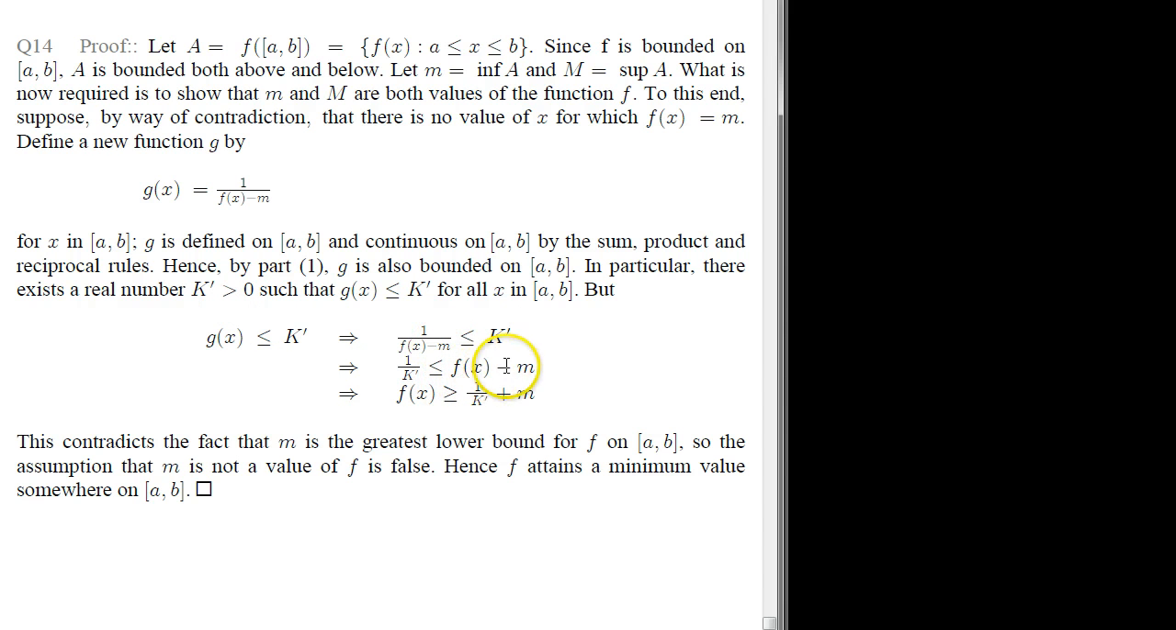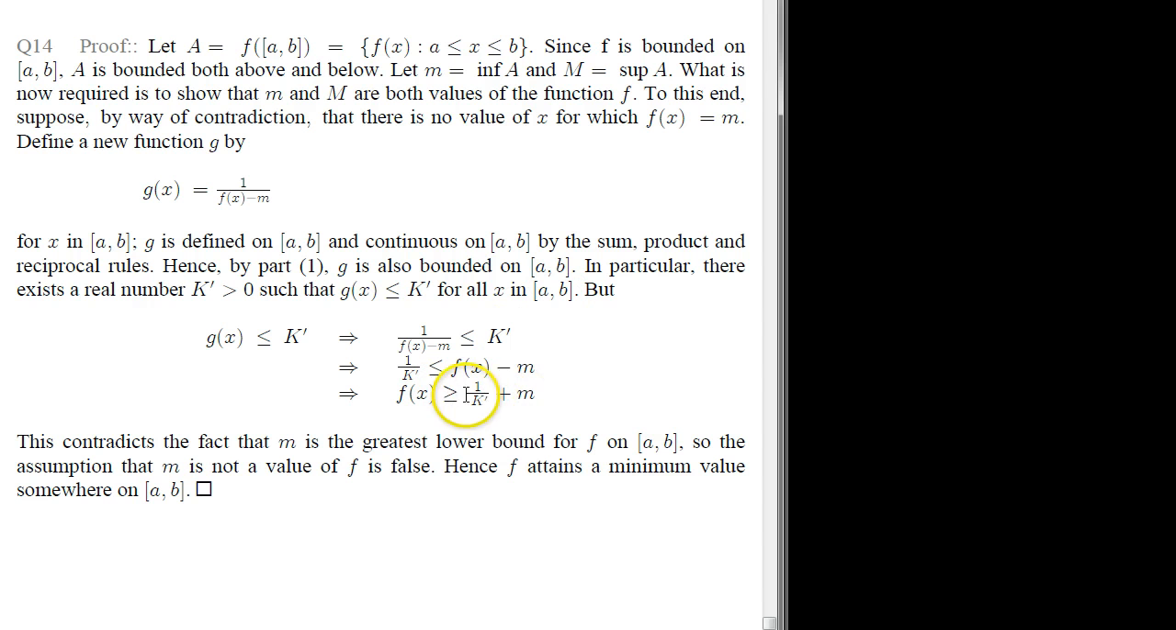We can then move the k' down because it's positive, and we can move the f(x) minus m up. Now m is the infimum, so f(x) will always be bigger than or equal to it. It doesn't equal it, so this is always positive. So this can be moved up to the top, and the inequality is preserved. And then we can move the m over, and we see that f(x), reading from right to left, is bigger than or equal to m plus 1 over k'. So that tells us that m plus 1 over k' is a lower bound for the set of f(x)'s, because we've got all x in [a,b].